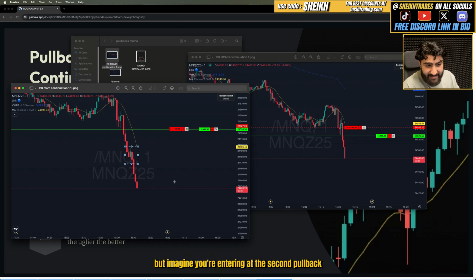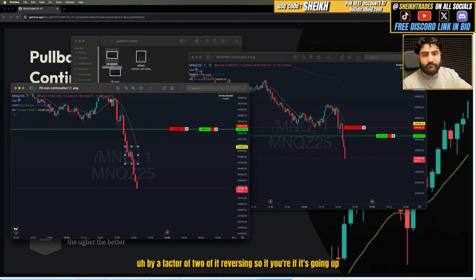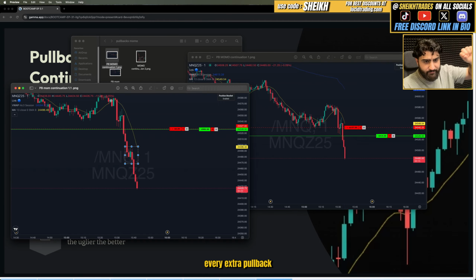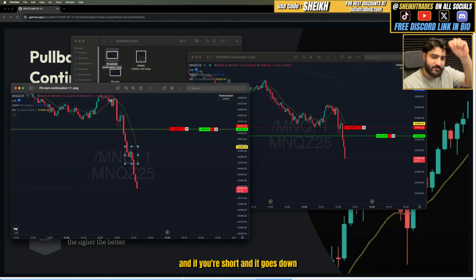But imagine you're entering at the second pullback, where each new leg it makes increases the probability, by a factor of 2, of it reversing. So if it's going up, every extra pullback it does increases the probability twice as much of it rolling over. And if you're short and it goes down, first pullback, the probability of it continuing is, let's say, 50% or 80%, and then the probability of the second pullback continuing down is only going to be 30%, and then the third pullback is only going to be 15%.